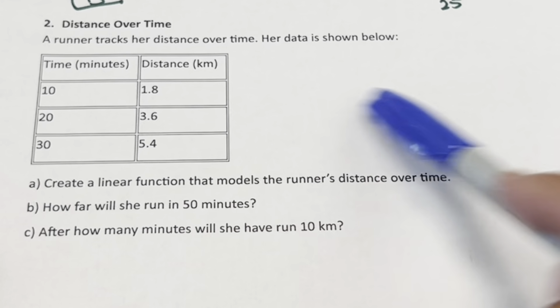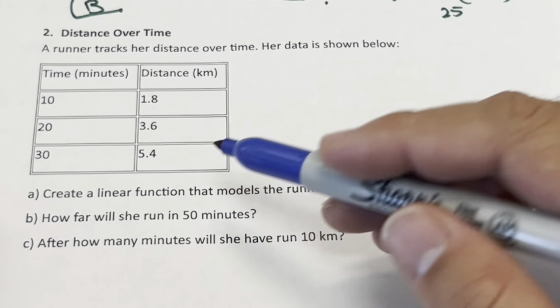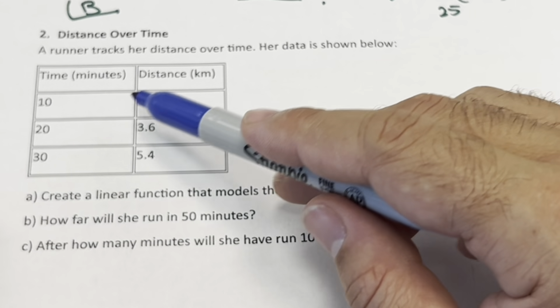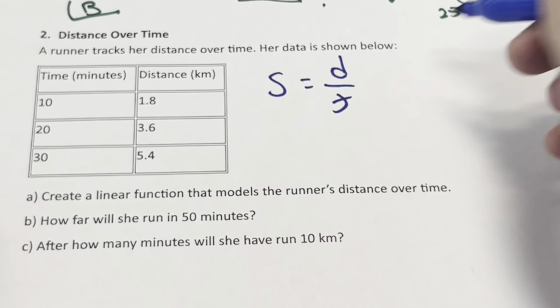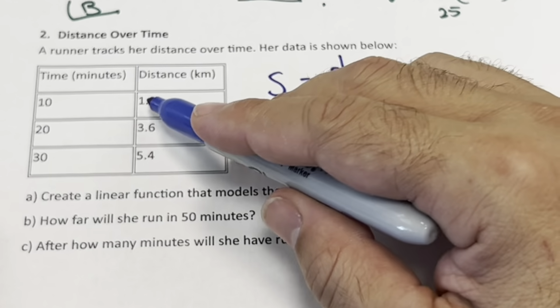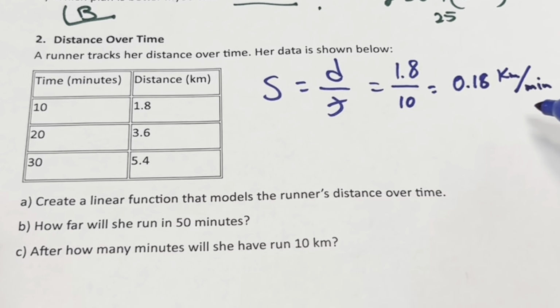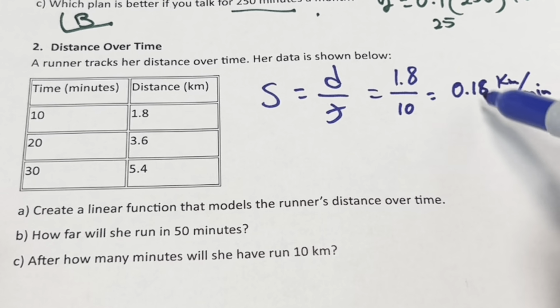A linear function, we need to do a linear function. So what is my slope? Remember the variation: it will be the speed here, because speed is distance divided by time. So 1.8 divided by 10 is 0.18. 0.18 is kilometers per minute. This is the speed, but it is also my slope, the slope of the line.